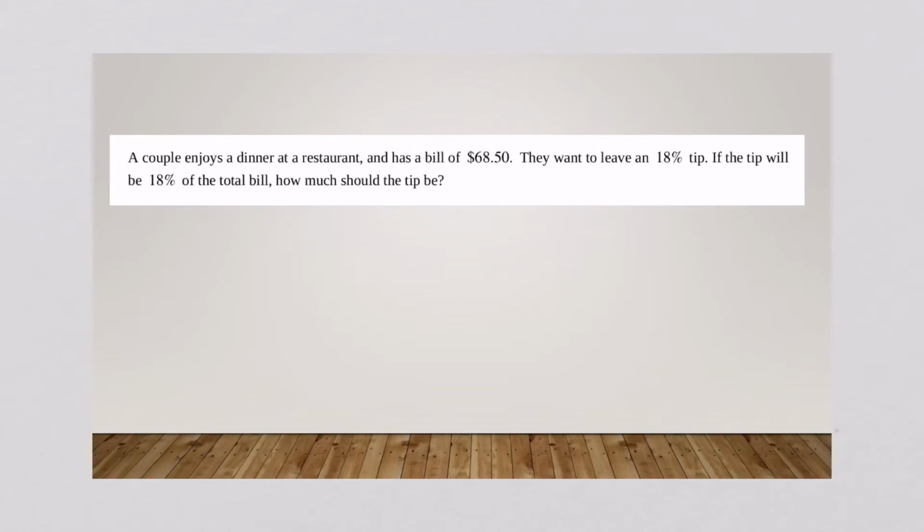Okay, so in this problem right here, a couple enjoys a dinner at a restaurant, has a bill of $68.50. They want to leave an 18% tip. If the tip will be 18% of the total bill, how much should the tip be? So you would take $68.50 times 0.18, and that gives you your answer, $68.50 times 0.18, and I get $12.33. And that actually is our answer.